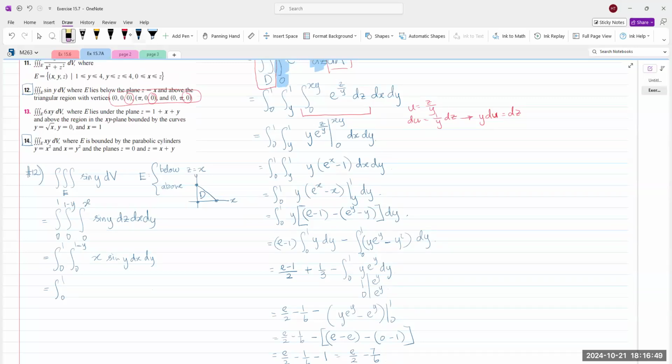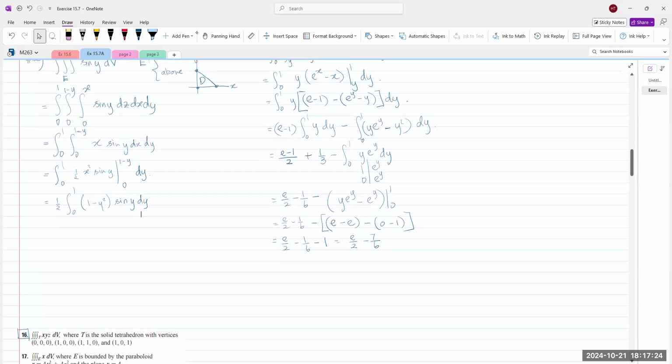Okay, integrate with respect to x, that will give us 1/2 x squared sine y. The x will be from 0 to 1 minus y dy. Okay, that's 1/2 integral from 0 to 1 minus y squared sine y dy. It's still hard, but at least not that hard. Okay, I think we need to do integration by parts here.